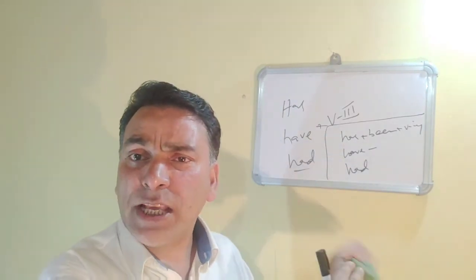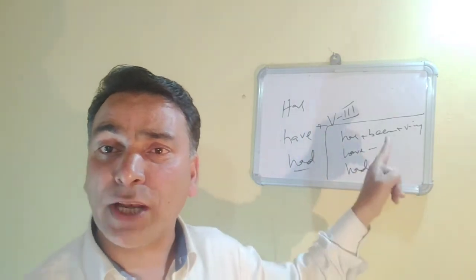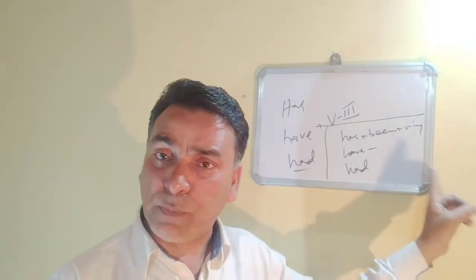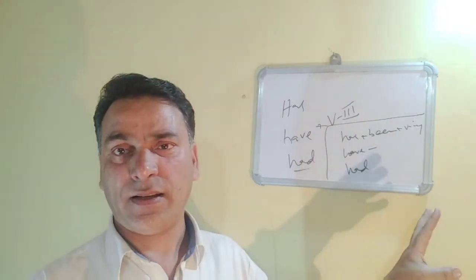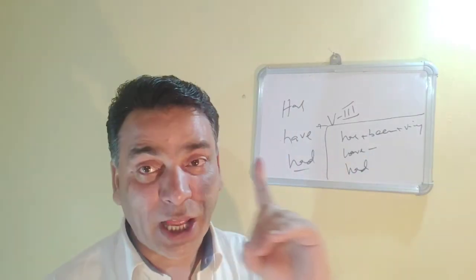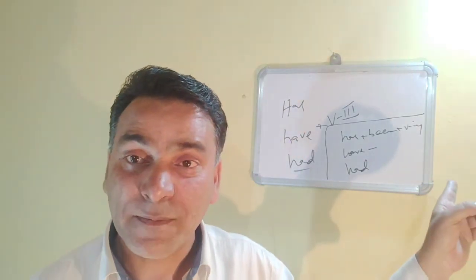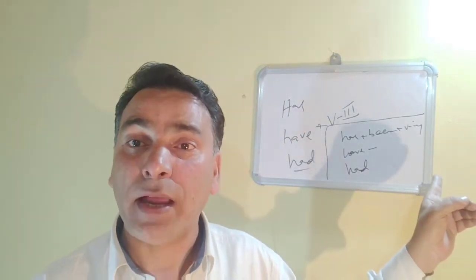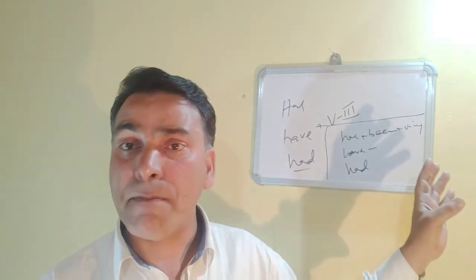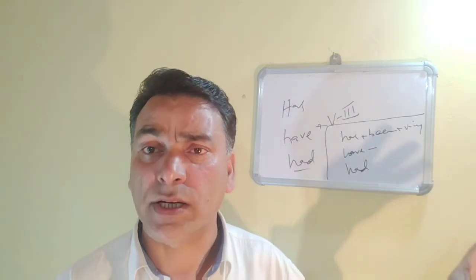Take them out of these situations. Take them out of these combinations. Take them out of these orders. They won't be functioning as helping verbs, but they'll function as main verbs. As I gave you a couple of examples: I have a pen. She has a lot of money. He had a lot of money, but he squandered it away.